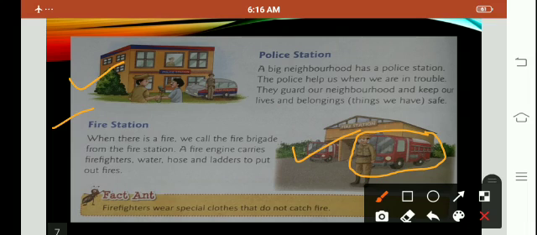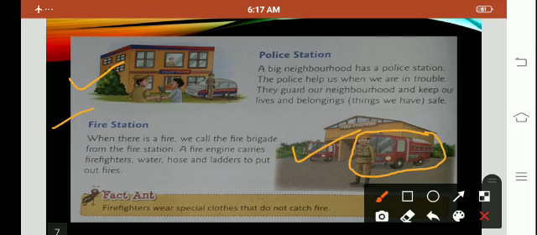So, whenever a sudden fire catches in a building or any place, we call the fire brigade. The fire brigade sends a fire engine which carries the firefighters, water, hose, and ladders to put out the fire. These men help to put out the fire. They put water with the help of hose and ladders on the particular place which has caught fire. They save the lives of many people around us.